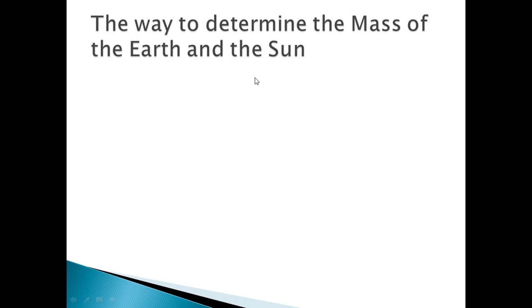Next, the way to determine the mass of the Earth and the Sun. How do scientists know the mass of the Earth and the Sun? Actually, they use calculation. They cannot measure it. Of course, we cannot use any balance to measure the Earth and the Sun. We can just predict the mass of the Earth and the Sun. So the way to determine the mass, first, is about the formulas you already learned.